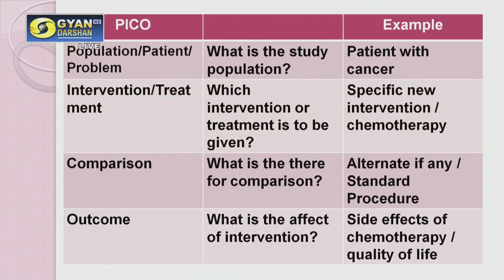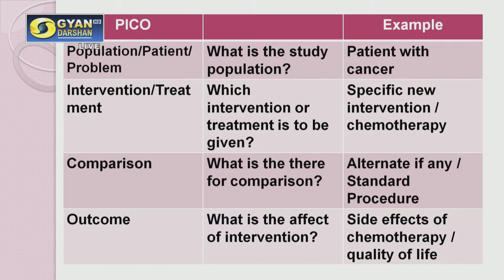Now you can see in this table, PICO means population, patient or problem is P. What is the study population? So you have to identify what is my study population. It is elderly, it is cancer patient, or it is nurses, whatsoever your population is. Maybe patients with cancer. Intervention or the treatment, I. Which intervention or treatment is to be given?